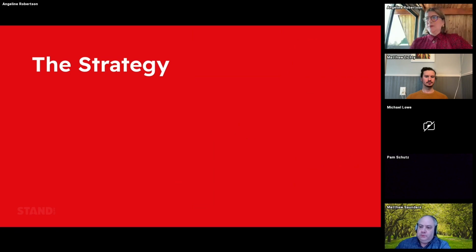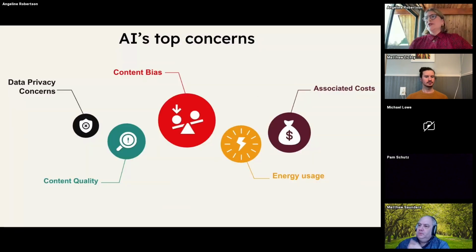So, how did we come up with a strategy for using AI? The first thing we did was look at what our top concerns would be with using AI assistance in our research. We highlighted data privacy concerns, content quality concerns, bias, energy usage, and associated costs. In terms of data privacy, we have an AI policy at Stand.earth so that we do not use any confidential, personal, or sensitive information. And that really is okay with us because we are really looking at publicly available information online for most of our data structuring work.